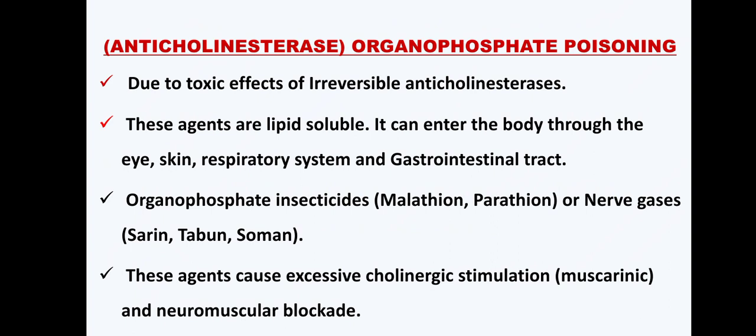Now, organophosphate poisoning, also known as anticholinesterase poisoning. This is mainly due to the toxic effect of irreversible anticholinesterases. These agents are lipid soluble. They can enter the body through the eye, skin, respiratory system, and also through the gastrointestinal tract. It can also be caused by organophosphate insecticides, that is parathion, and also by nerve gases, that is sarin, tabun and soman. These agents cause excessive cholinergic stimulation, that is excessive muscarinic stimulation, and neuromuscular blockade.